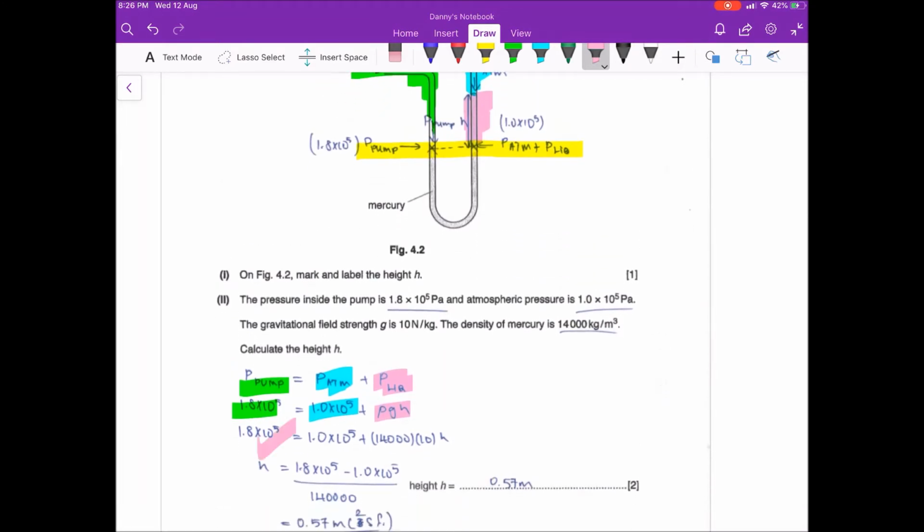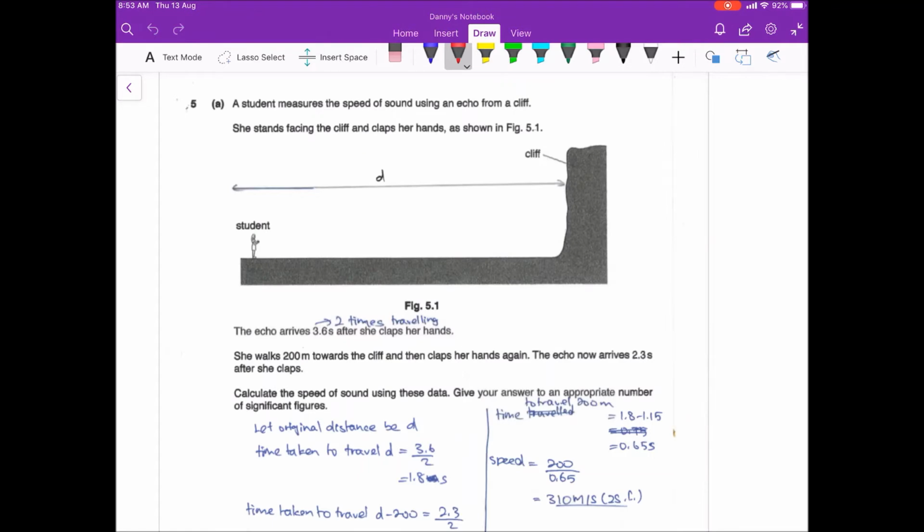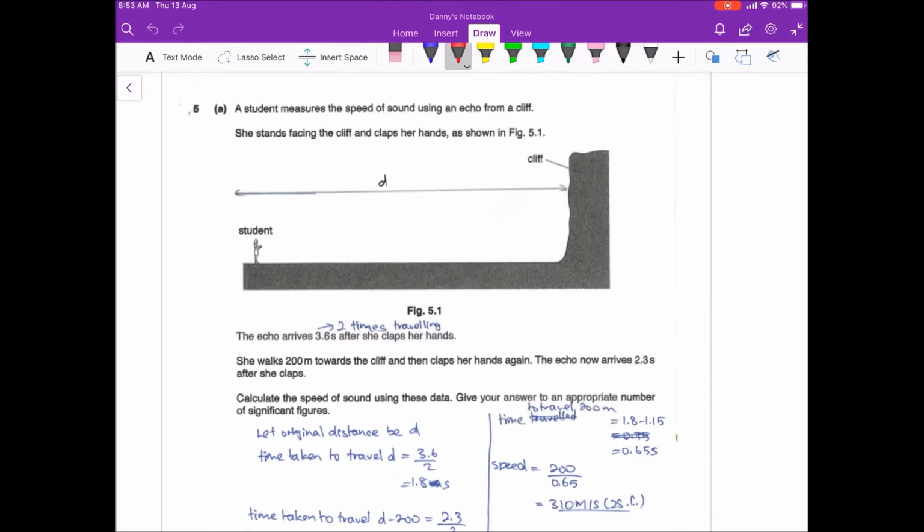Let's see whether he plugged in everything correctly. Pressure from the pump, very good. Atmospheric pressure here, very good. And then rho, very good. SI unit, g, okay, good. And finally he does his math correctly. So everything is correct. 2 SF, very good. Full mark.